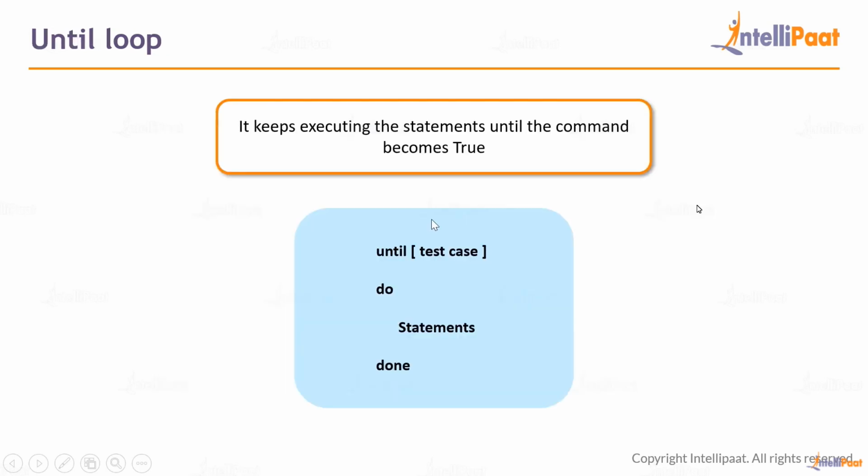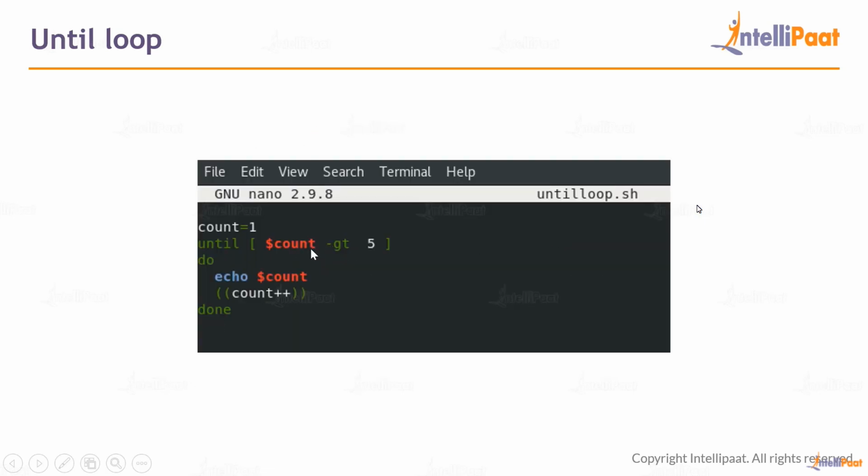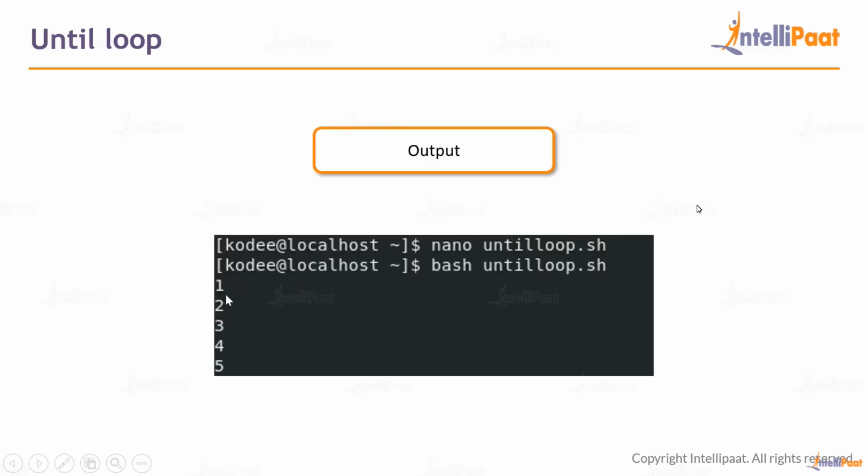And now coming to until, it keeps executing the statements until the command becomes true. So if it is false, it will keep on executing it. If it is true, it will stop the loop. Now you can see if count is greater than 5, do echo $count. It is just greater than. 1 is greater than 5 is a false statement, so it will execute. If the count value is 10 over here, 10 is greater than 5, it is true, then it will come out of the loop. But here, as 1 is greater than 5 is a false statement, it will execute. So now if we see the output, you can see it is 1 2 3 4 5.